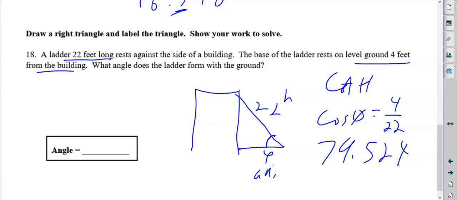It does not tell me how to round. So just round correctly. I would not round it to 80 because it makes it sound like there's no decimal. I would round it to the nearest tenth, or if you wanted to, the nearest hundredth. Doesn't matter, but just round correctly, please.